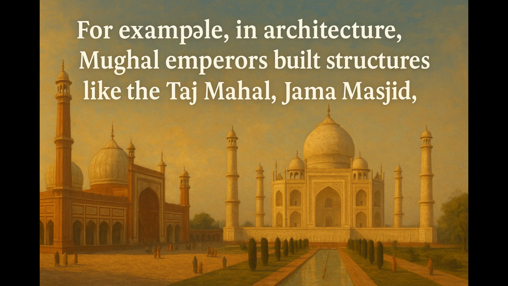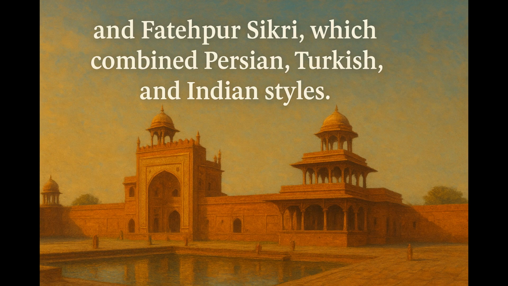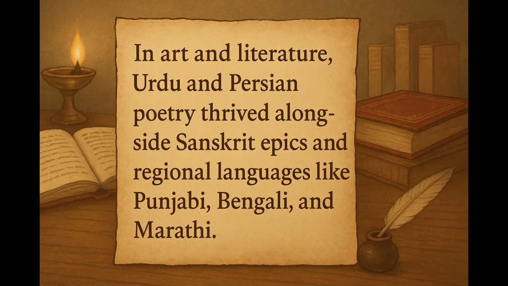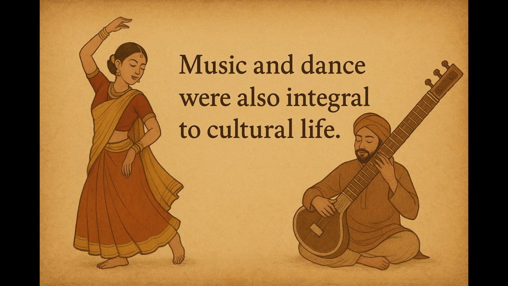For example, in architecture, Mughal emperors built structures like the Taj Mahal, Jama Masjid, and Fatehpur Sikri, which combined Persian, Turkish, and Indian styles. In art and literature, Urdu and Persian poetry thrived alongside Sanskrit epics and regional languages like Punjabi, Bengali, and Marathi. Music and dance were also integral to cultural life.